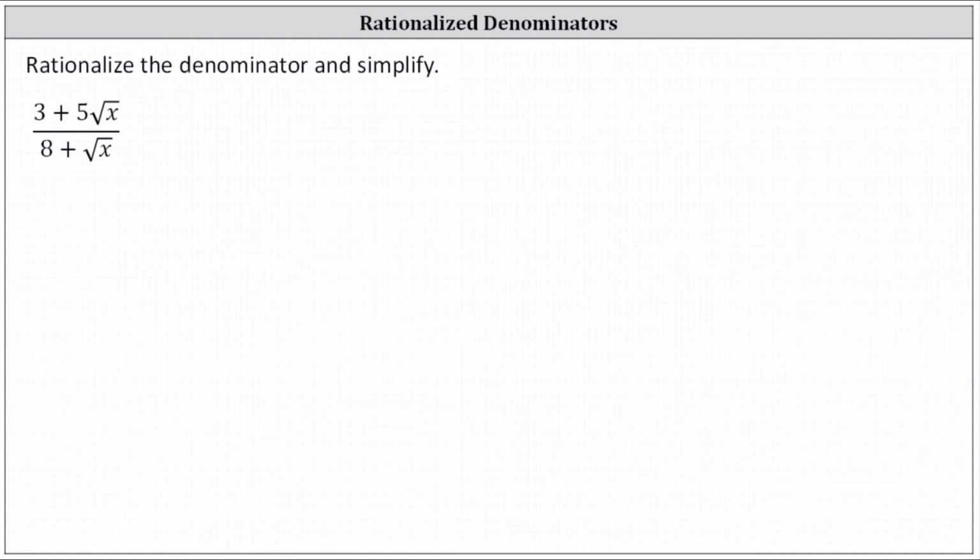We want to rationalize the denominator and simplify. Because we have a two-term denominator of 8 plus square root x, to rationalize the denominator, we need to multiply the numerator and denominator by the conjugate of 8 plus square root x, which is 8 minus square root x.